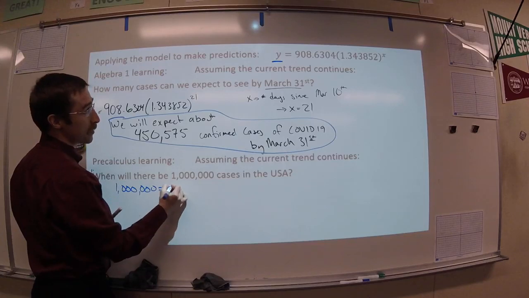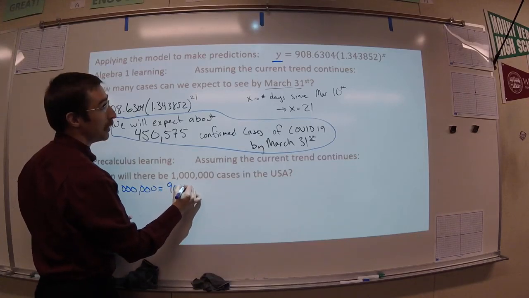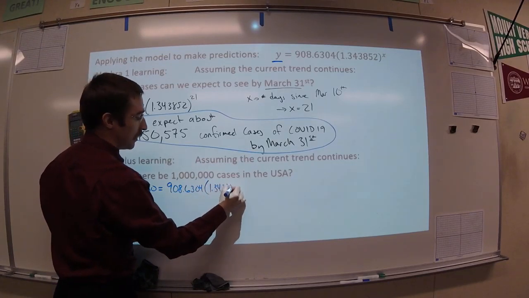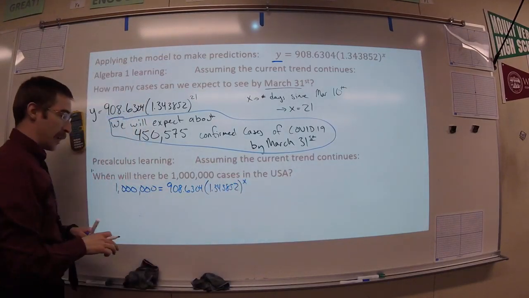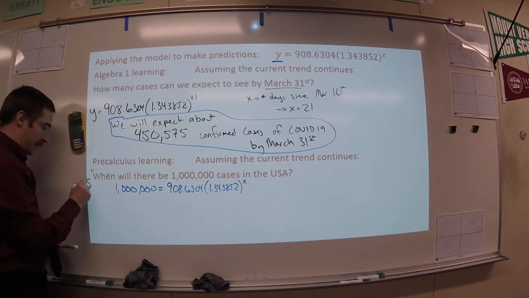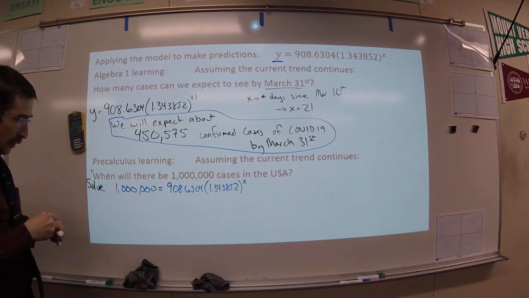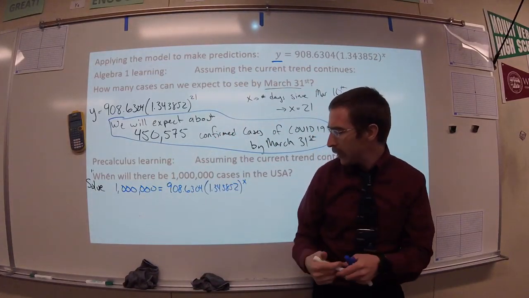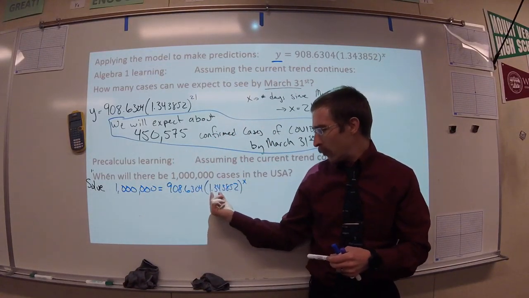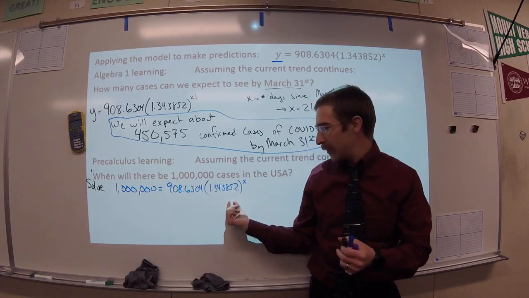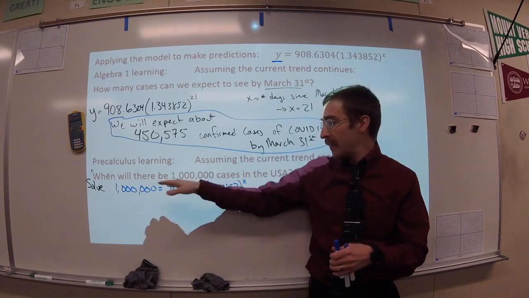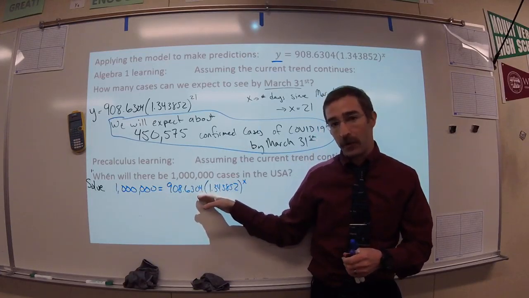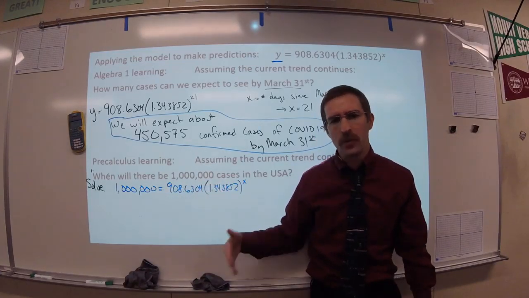So that equals 908.6304 times 1.343852 to the X. And now what we need to do is solve this. So we need to identify, hey, what's happening to X? What's going on here? It's an exponential function. We have 1.343852 raised to the X power, and then that, whatever that is, gets multiplied by 908.6304.